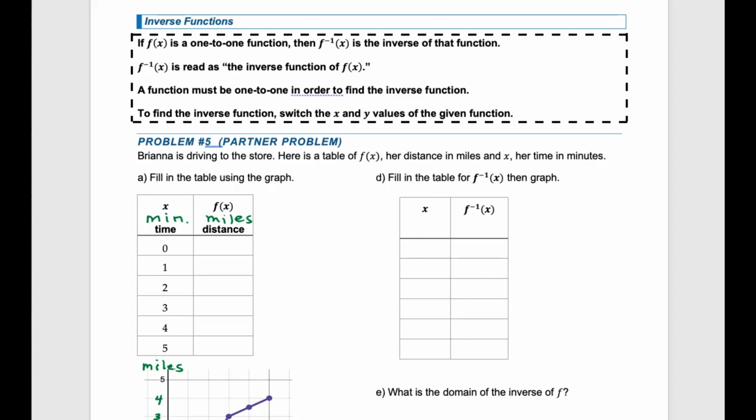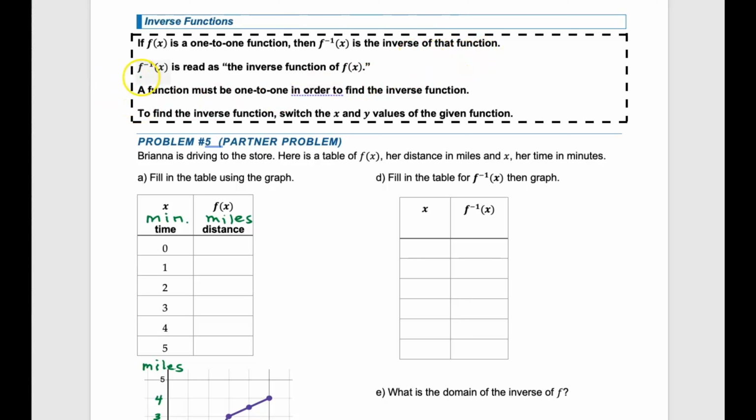Hello. Today we will continue in section 7.2, talking about inverse functions. In the last videos, we were talking about one-to-one functions, and how those relate to inverse functions is going to be seen today. So if f of x is a one-to-one function, then f to the negative 1 power of x is the inverse of that function.